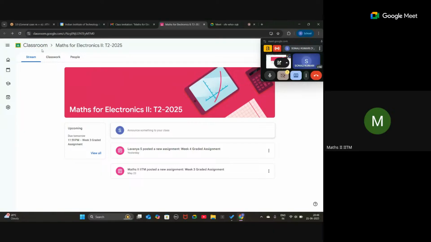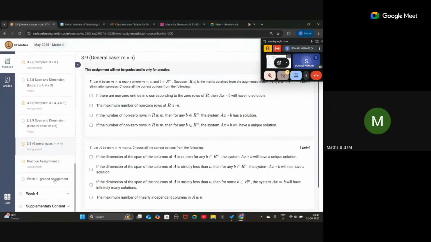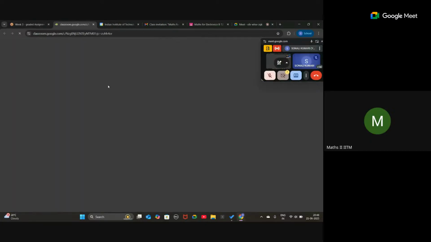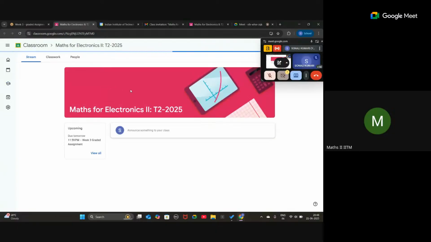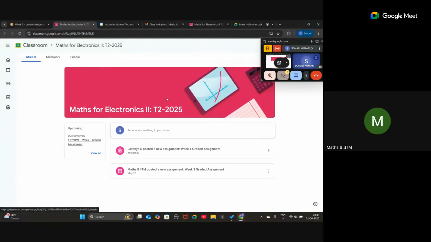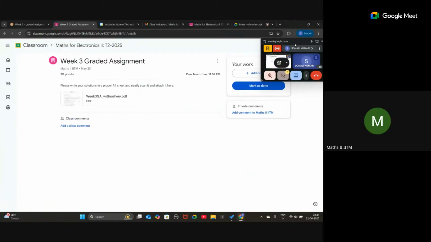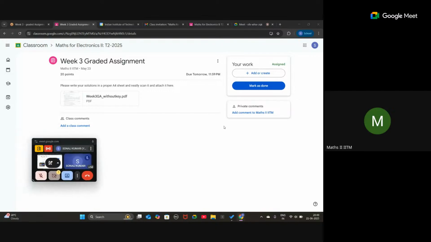Just open your portal where you will see the graded questions. So this is your portal, and this is the graded assignment. Click here to submit. Once you click submit, it will reflect here. Now click on the new assignment posted for week 3. Yes, that's all. Here it is, and you can see the graded assignment questions.